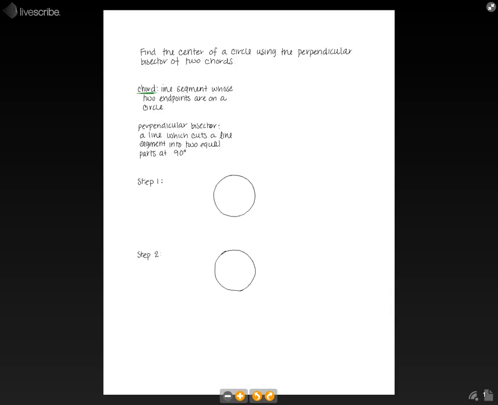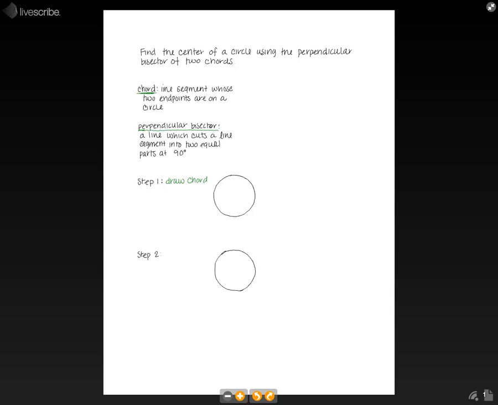We also need to know the definition of perpendicular bisector. A perpendicular bisector is a line which cuts a line segment into two equal parts at 90 degrees. Okay, so this is the procedure for finding the center of a circle. First, we need to draw the chords.